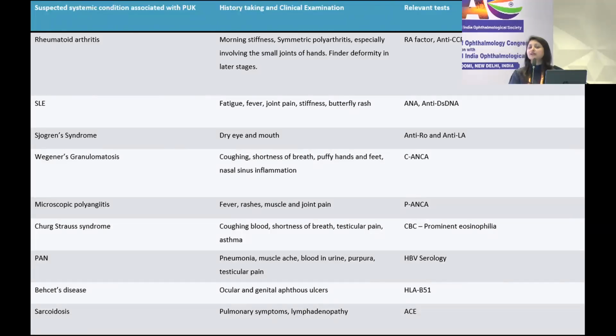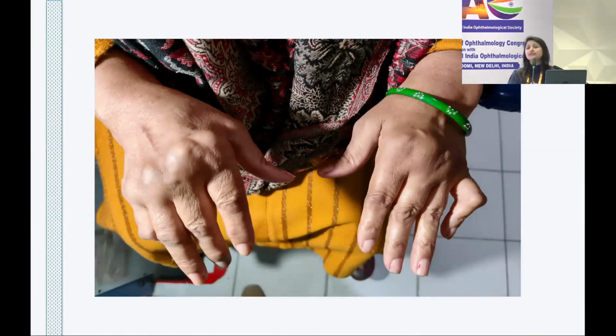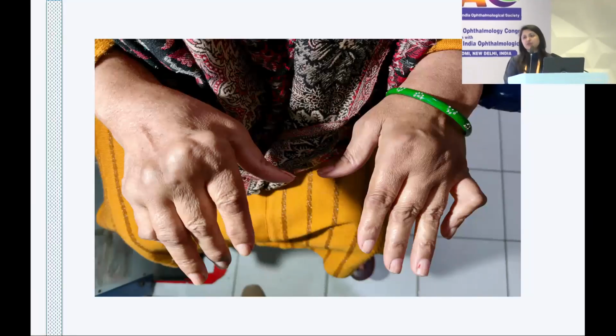So there is a whole list of these tests that we can do, and a whole list of signs and symptoms that we can elicit and ask the patient in their history and examination to look for any other conditions. RA being the most common, we can ask for morning stiffness. The small joints are affected more than the larger joints, and such deformities can be looked for in the clinic, and a lot of patients do present with such deformities because their RA has gone undiagnosed for very long, or they have been very reluctant to take treatment for this disease.